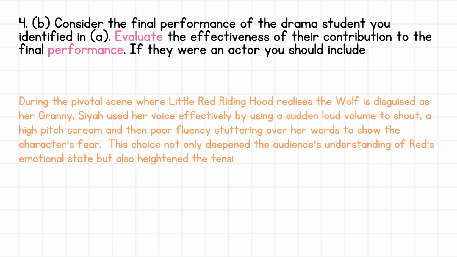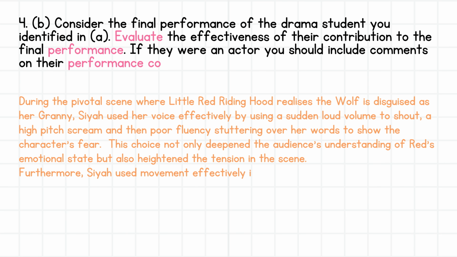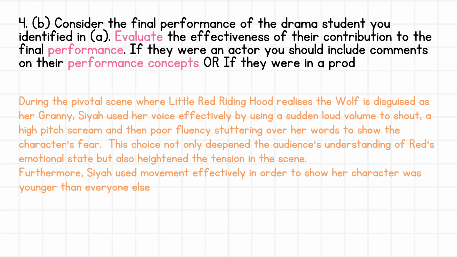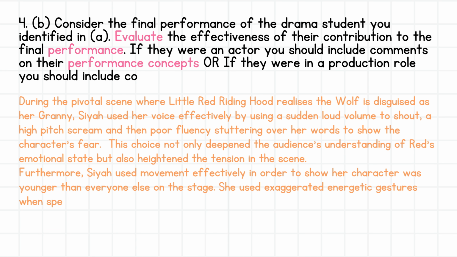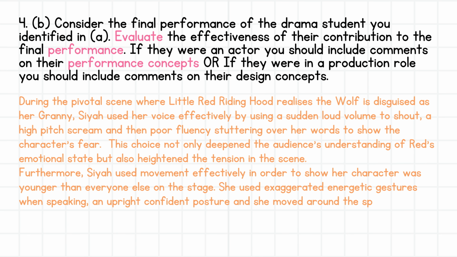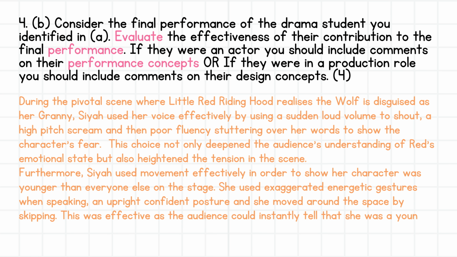Furthermore, Sia used movement effectively in order to show her character was younger than everyone else on the stage. She used exaggerated, energetic gestures when speaking, an upright, confident posture, and she moved around the space by skipping. This was effective as the audience could instantly tell that she was a younger girl compared to the adults in the performance. As this answer has given a full and detailed evaluation of their contribution to the final performance, it would gain the 4 marks available in the exam.